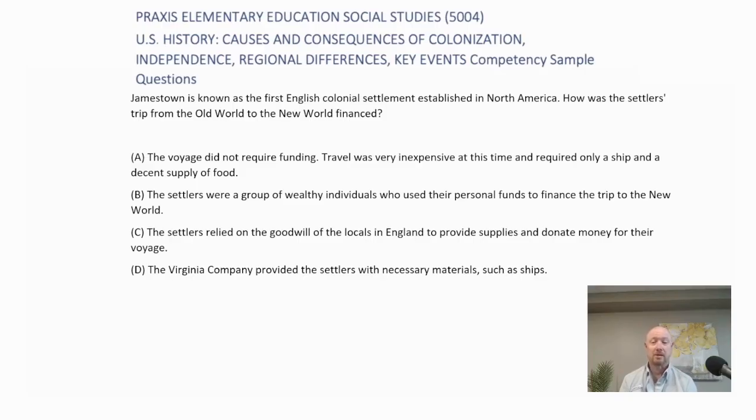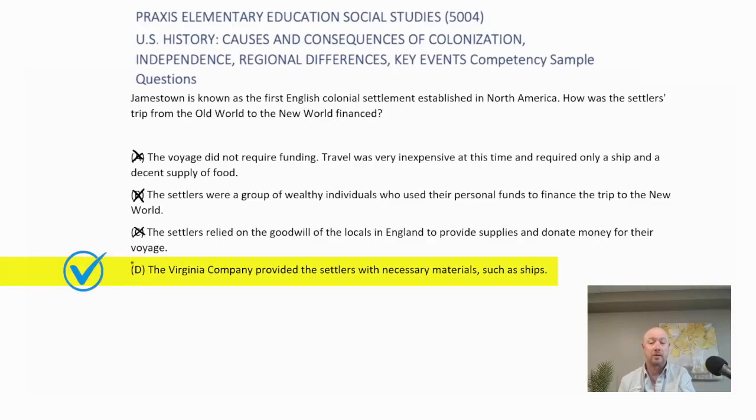All right, so let's eliminate some possibilities here. Traveling was very expensive, not inexpensive. So I'm going to eliminate choice A. I'm going to eliminate choice B. The settlers were not wealthy individuals. It was different types of people, but it wasn't wealthy people per se. They did not rely on the goodwill of locals, so it wasn't charity. And the correct answer is D. The Virginia Company provided the settlers with necessary materials such as ships. So these were investors that were expecting to profit off of the New World, whether it be with labor or export. So the correct answer is D.